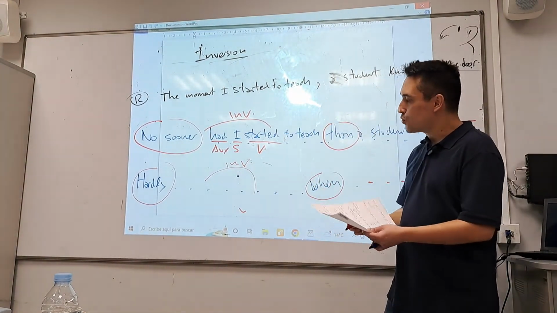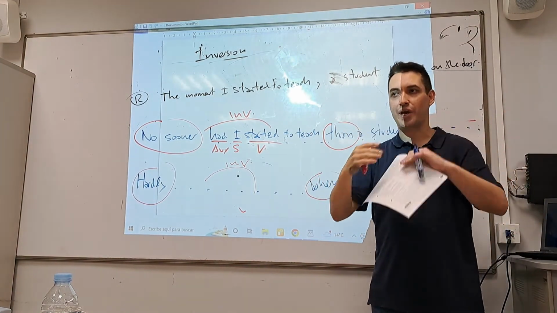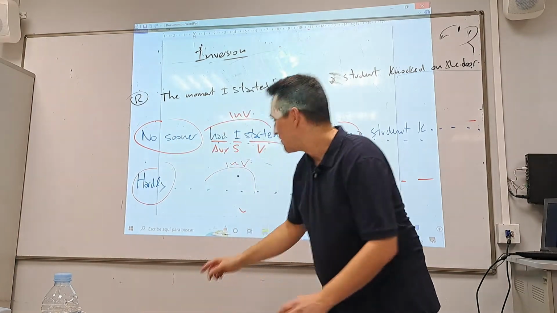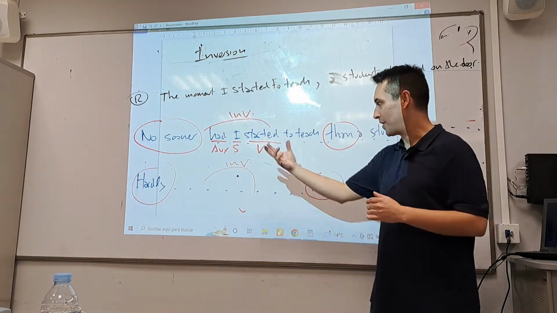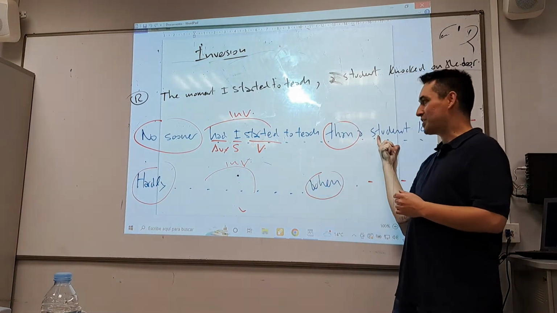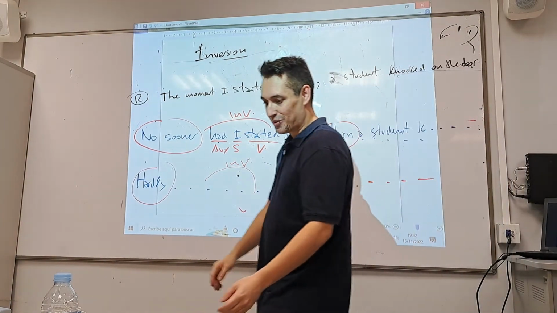What is the use of this? This is to describe two actions happening closely together. I repeat. This is to express two actions happening closely together. So this action and this action are very close in time. So far so good?